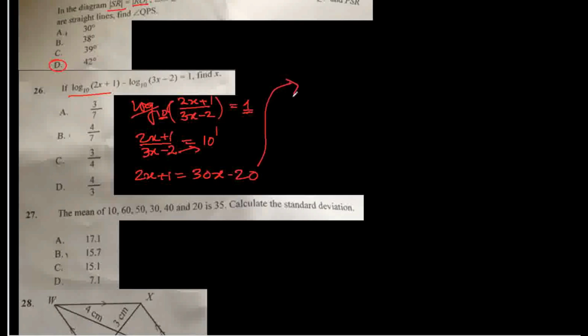And now we can cross multiply. 2x plus 1 equal to 30x minus 20. Let me finish it here. So 2x minus 30x equal to negative 20, negative 1. So how much is this? This is minus 28x equal to negative 21, x equal to negative 21 over negative 28. They cancel out. 7 times 3 is 21, 7 times 4 is 28, 3/4. C is the answer in this case.